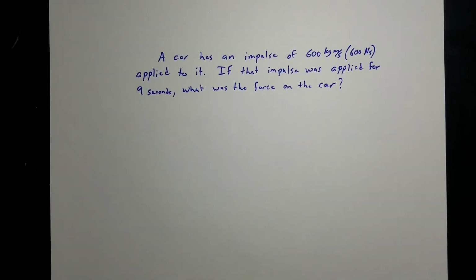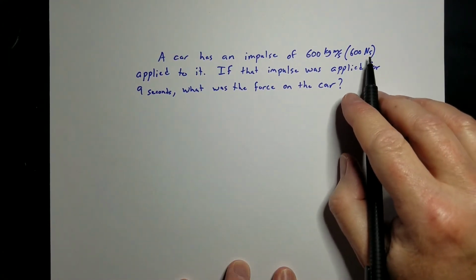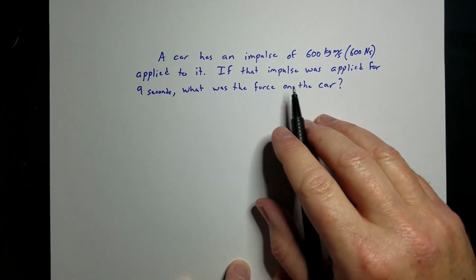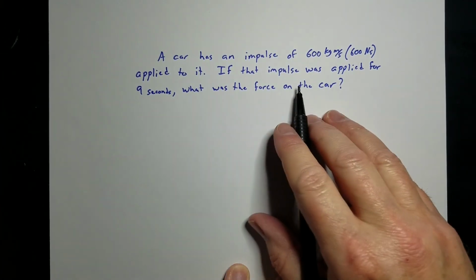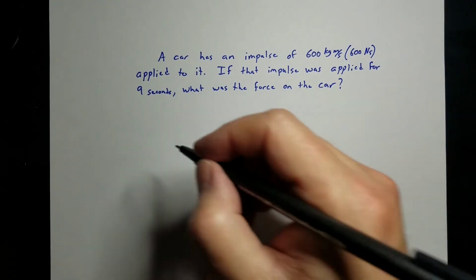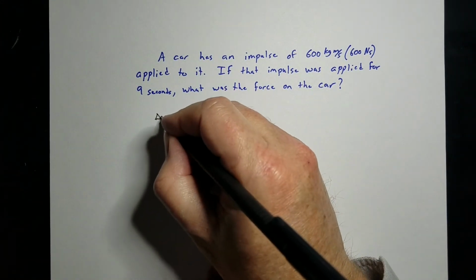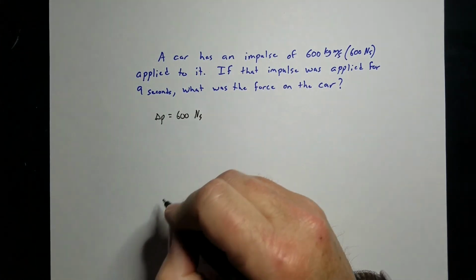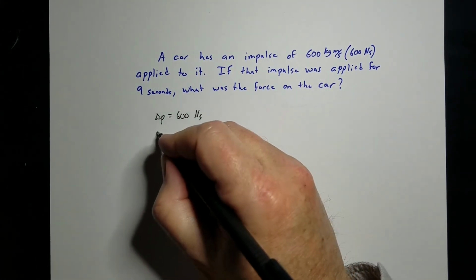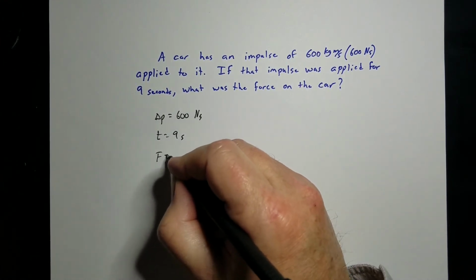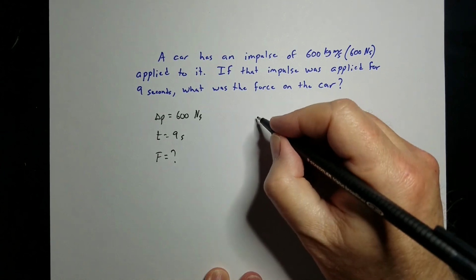A car has an impulse of 600 kilogram meters per second or 600 Newton seconds. Either way, it's the same thing going into the same problem. The impulse is applied to it. If the impulse is applied for 9 seconds, what was the force acting on the car? So we've got an impulse of 600. Again, you can call it Newton seconds or kilogram meters per second. A time of 9 seconds. And we're looking for the force applied to the object.